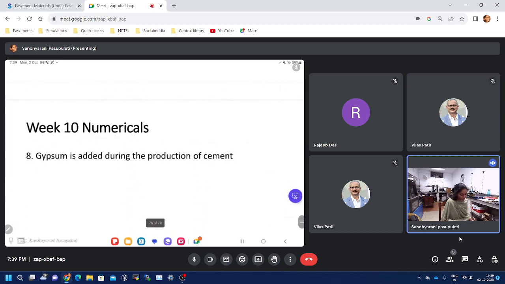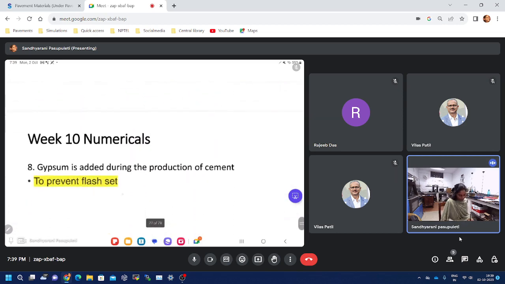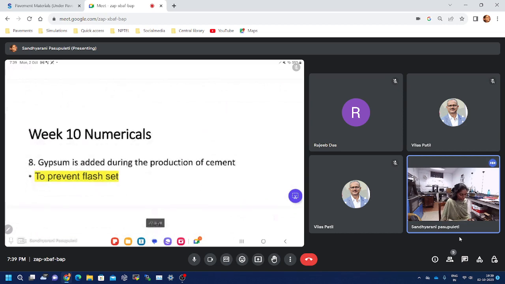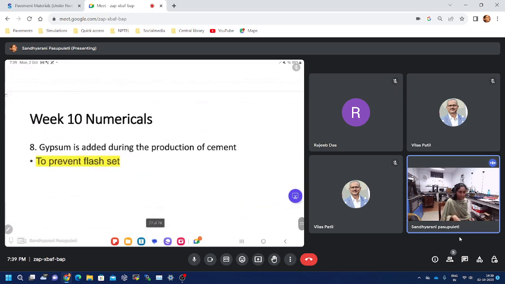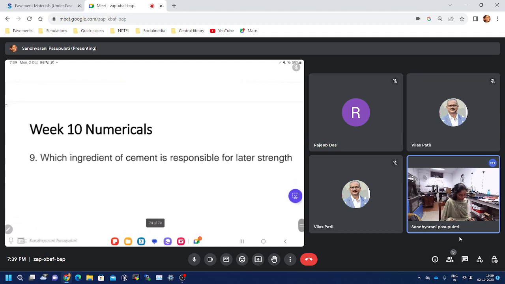Gypsum is added during the production of cement. Yes, this is to prevent the flash set. If I don't add the gypsum, what happens? The compounds in the cement, whichever is C3A, will react very quickly and harden. So you want to delay that flash set, so we add the gypsum.